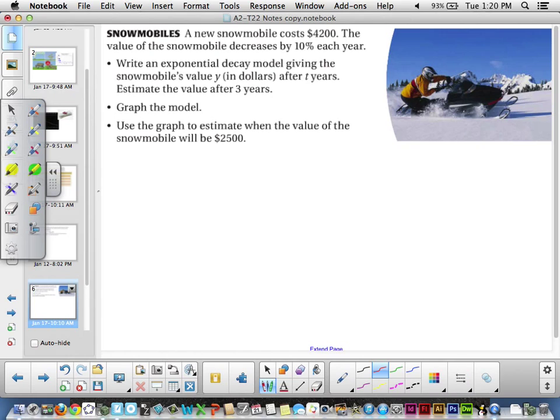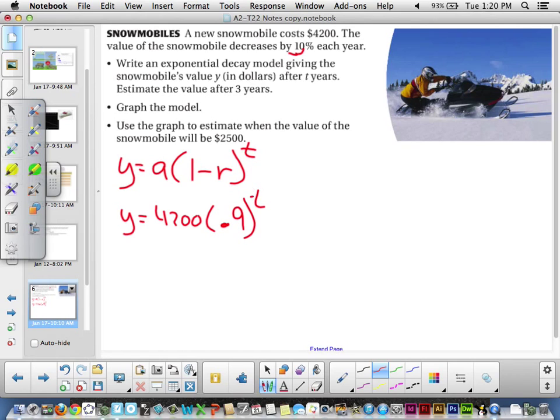So the first one, write an equation. y equals a times 1 minus r to the t. We're decreasing by 10%, so that's our r value. 10% is 0.1. Move the decimal point twice. So y equals our initial value of 4,200 times 1 minus 0.1. If you lose 10%, you keep 90%, to the t. So there's our equation.